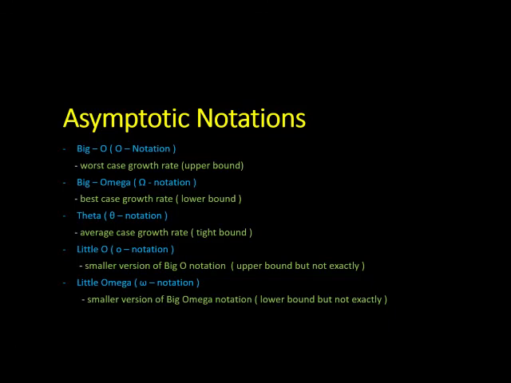Of course, if there is a big O, then there's also a little o. This is a smaller version of the big O notation. It is also an upper bound, but not exactly, so it's not an accurate type of notation. It's the same with the little omega. It's the smaller version of the big omega notation, a lower bound, but not exactly. So it's not accurate.